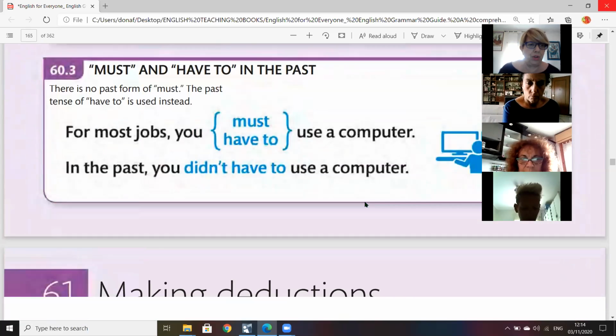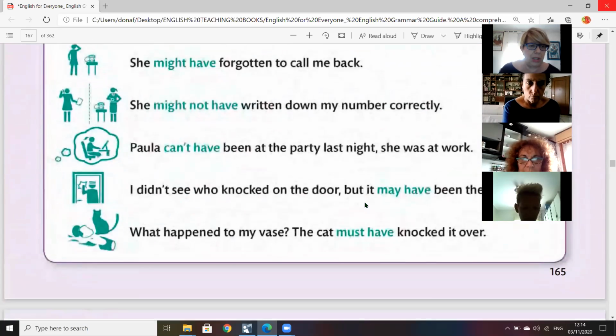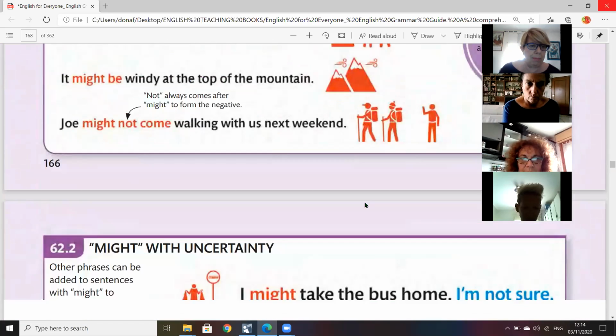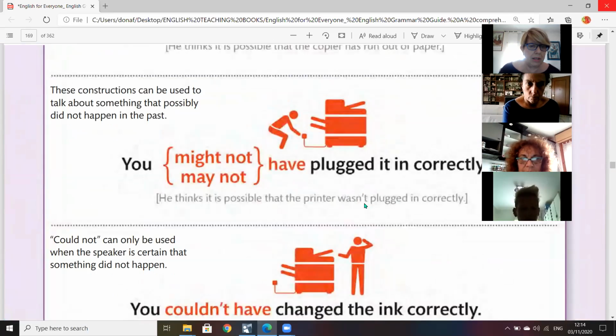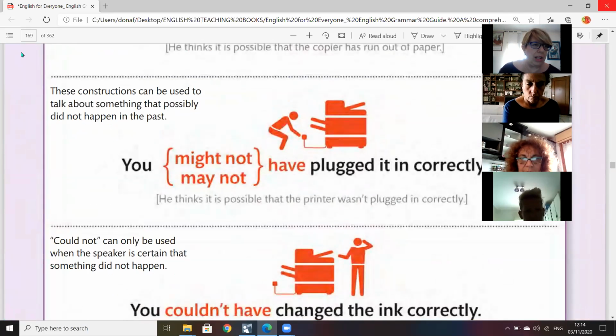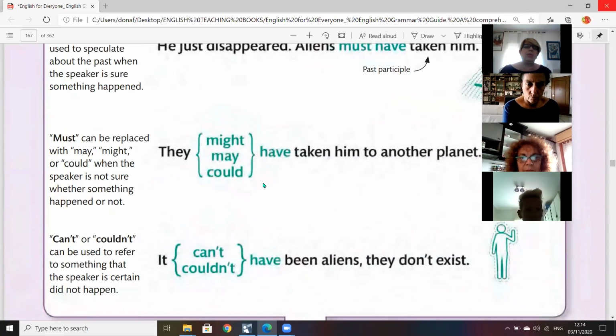And then the future, making deductions, that is the last thing that we did. And possibility, I think, is the last thing. Yes. Okay, so is everything up to page 169? Okay, I'm going to send you this and the exercises.